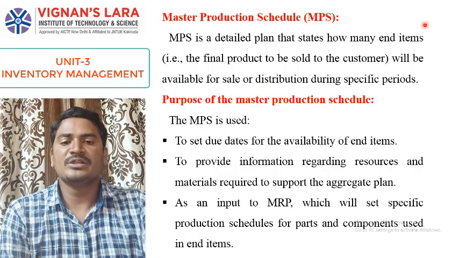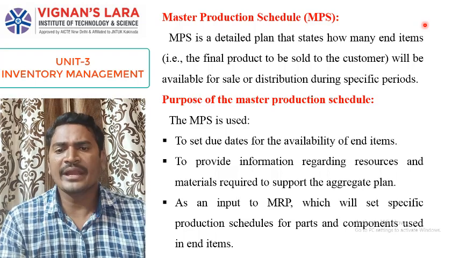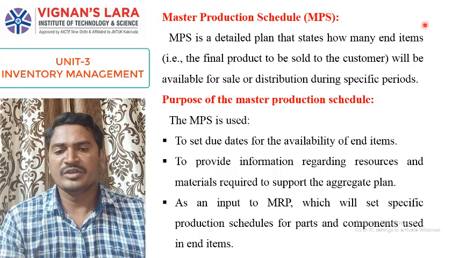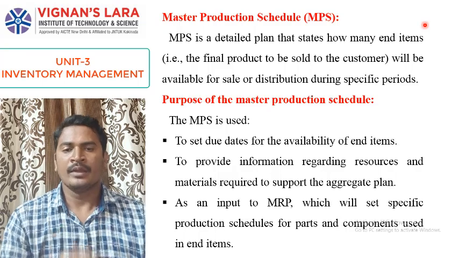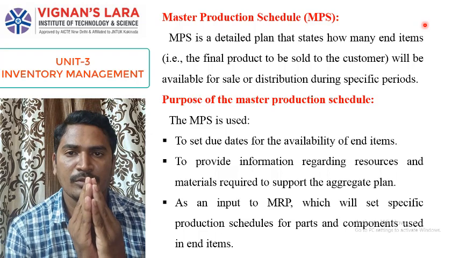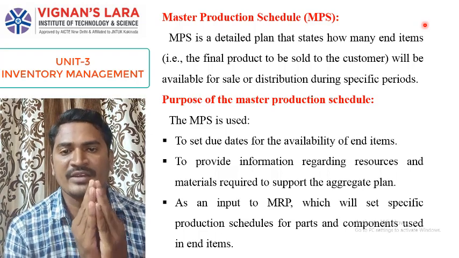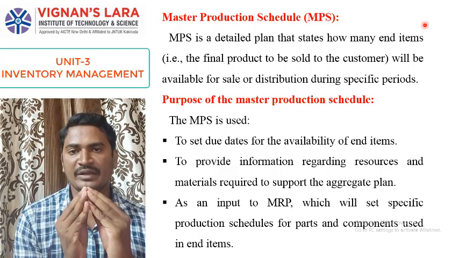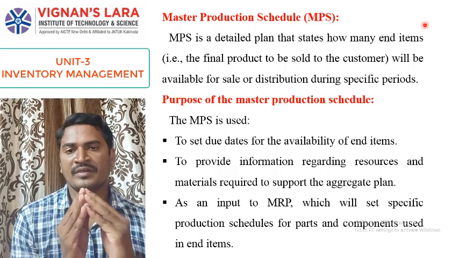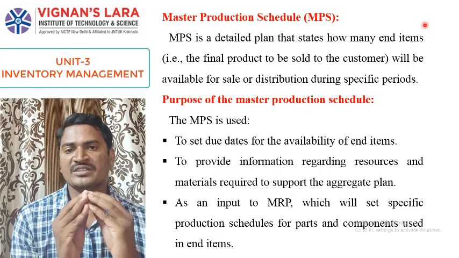The material production schedule is a detailed plan that states how many end items will be available for sale or distribution during specific periods. For example, if we take a pen, we are preparing the pen, we are producing the pen, or we are introducing the pen to the market. The manufacturer or the customers will give the due date for us. For example, they give an order of 5,000 items, and the duration is 6 months.